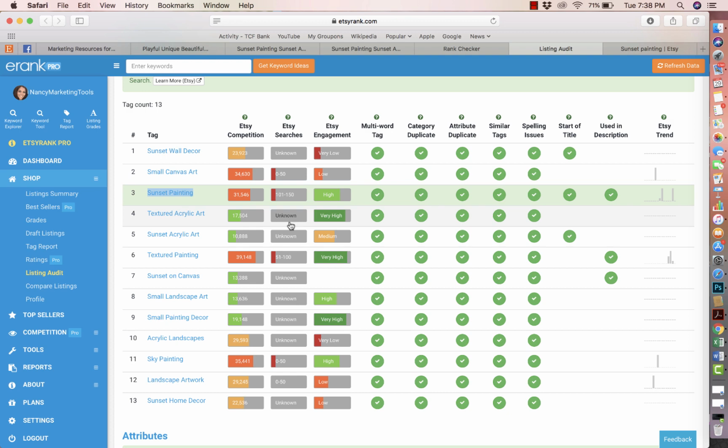So what I would recommend is going back to whether you use Rank or Marmalade or any software made for Etsy, and redo your keywords. Try to find long tail keywords that are targeting your target audience, so you could get the right people to go to your shop.